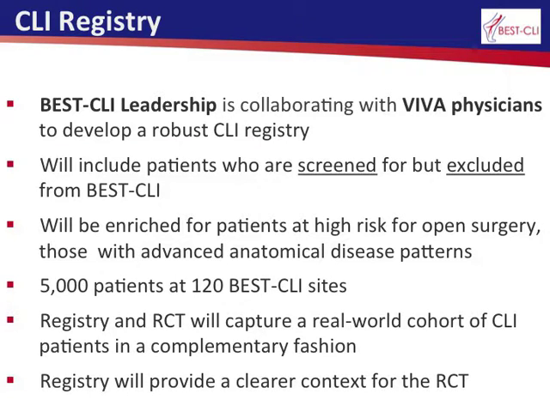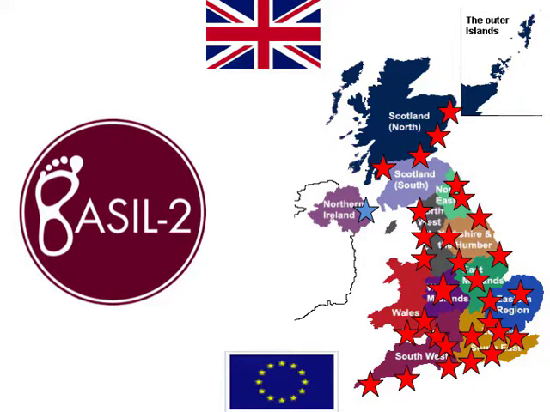Now, BEST-CLI leadership is collaborating with VIVA physicians to develop a robust CLI registry, which will include patients who are screened for but excluded from BEST. It will be enriched for patients at high risk for open surgery and those with advanced anatomical disease patterns. We plan to bring 5,000 patients at BEST-CLI sites into the registry, and the registry and the randomized trial will capture a real-world cohort of CLI patients in a complementary fashion. The registry, I believe, will provide a clear context for the randomized trial.